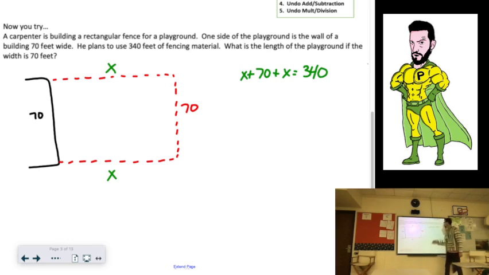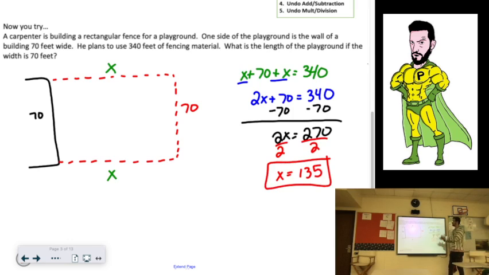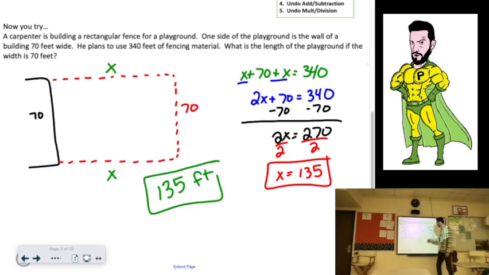Combining the like terms, we'd have 2x plus 70 equals 340. We get rid of plus 70 by subtracting 70, which would give us 2x equals 270, and we'll divide those by 2, which would give us 135 feet. So that's our length there, 135 feet. Cool. That wasn't too bad.